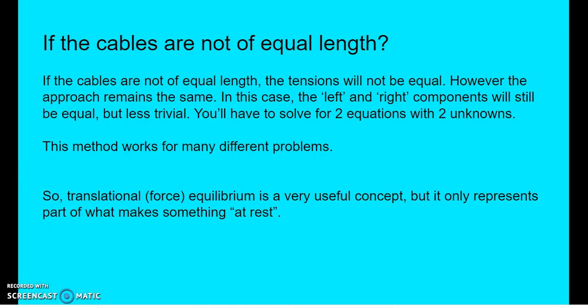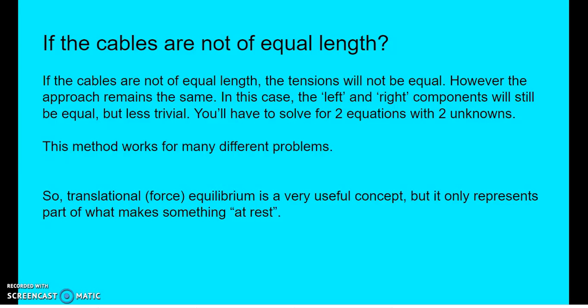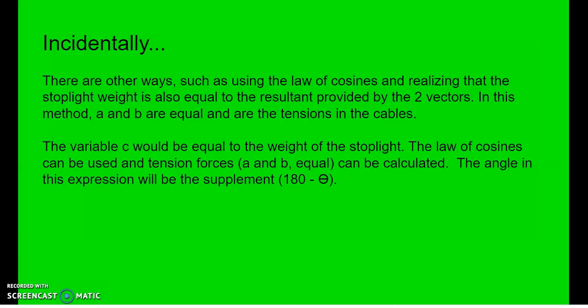Now, if they're not of equal length, it's the same problem. You just have to go back and set it up with a T1 maybe on the left and a T2 on the right. You'll have two equations and two unknowns, and then the left and right will be significant, as they were not in this particular example, but they will be important and non-trivial if the cables are of unequal length. And of course, there's other ways to do this. You could use a law of cosines, but honestly, I think that makes it a little more complicated than just solving it with components of vectors.